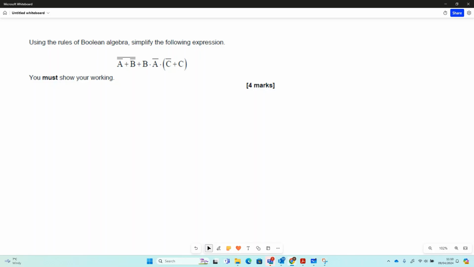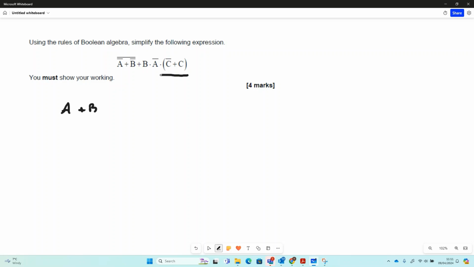So this is another working out a Boolean expression, or simplifying a Boolean expression, question. There's a few different techniques we can use, perhaps demonstrating this one. Because we've got brackets here, the first thing we can think about doing is not C or C. Not C or C is going to be 1. So we can write down our expression again.